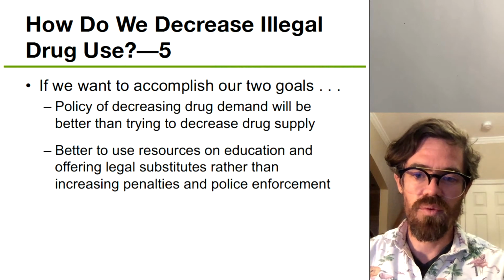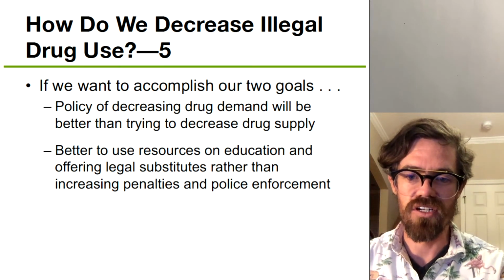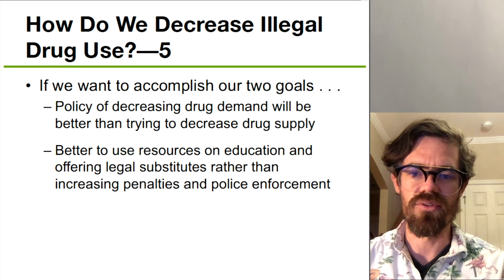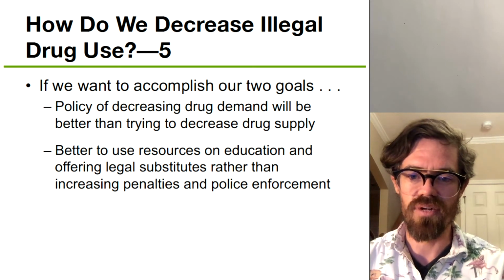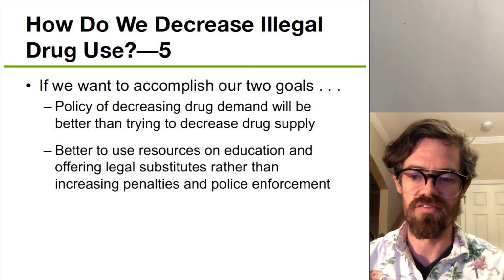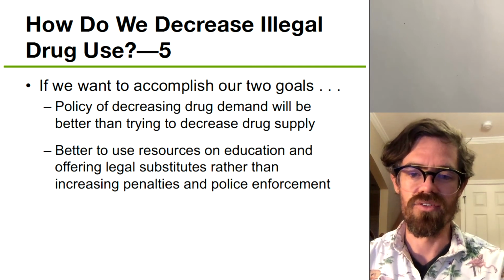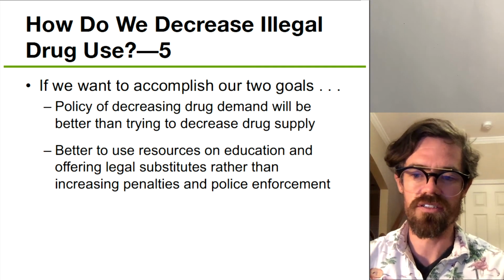Right. So again, if we want to accomplish our two goals, the best policy is decreasing the demand for drugs. It's much better than trying to decrease the supply of drugs. And it's better to use our resources on education and offering legal substitutes rather than increasing penalties and police enforcement. Right. So the education and the increase in legal substitutes would help decrease demand for the illegal drugs.